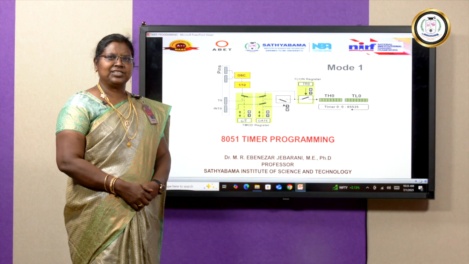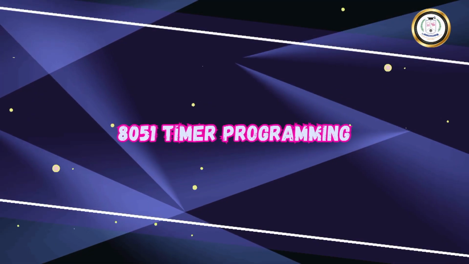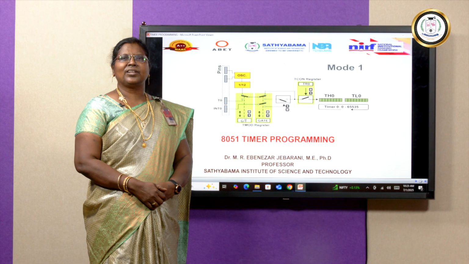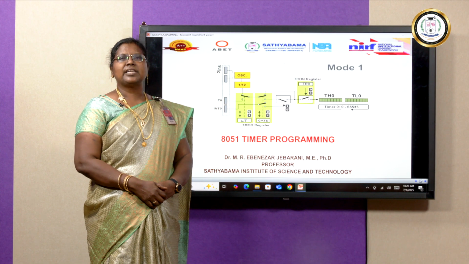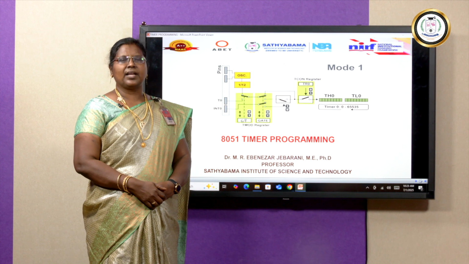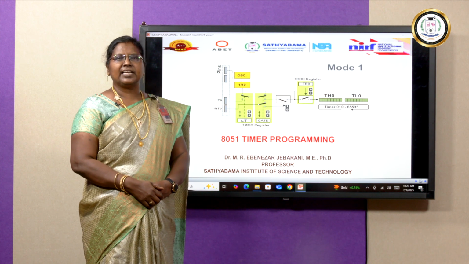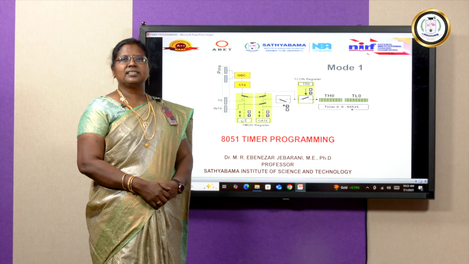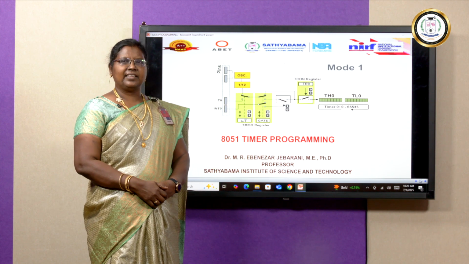In this video lecture, we are going to discuss 8051 timer programming. I am taking the application-oriented approach. Two registers are there to control the timer. Two timers are available, timer 0 and timer 1. Today, I am going to generate a square wave, using this timer for calculating the delay.